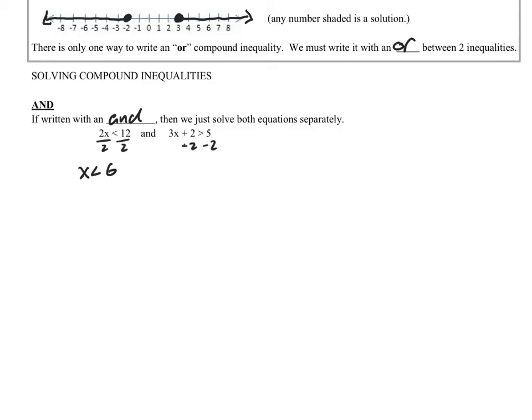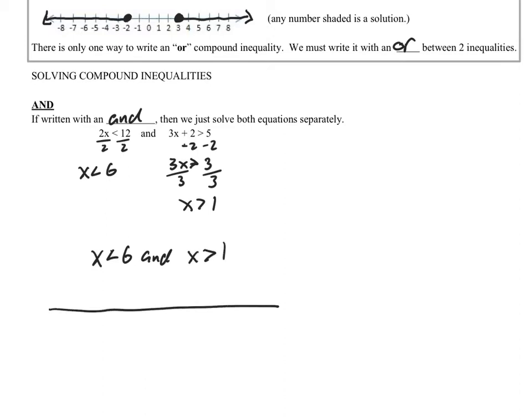So now I'm going to ignore the left and I'm going to solve the rightmost one. So I'm going to subtract 2 from both sides. Get 3x is greater than 3. Divide both sides by 3. X is greater than 1. So now I have two inequalities, but this is still an and. So we need to write it as an and inequality. X is less than 6 and x is greater than 1.